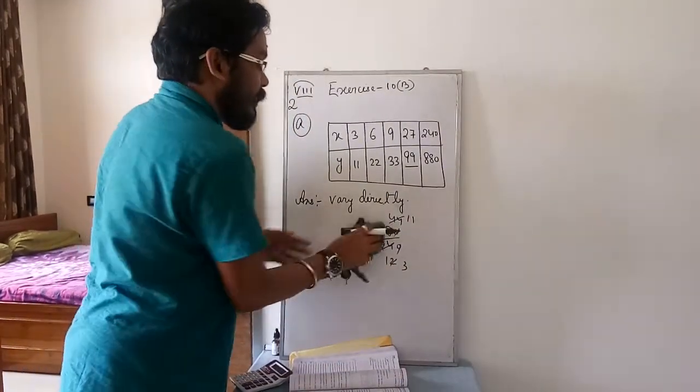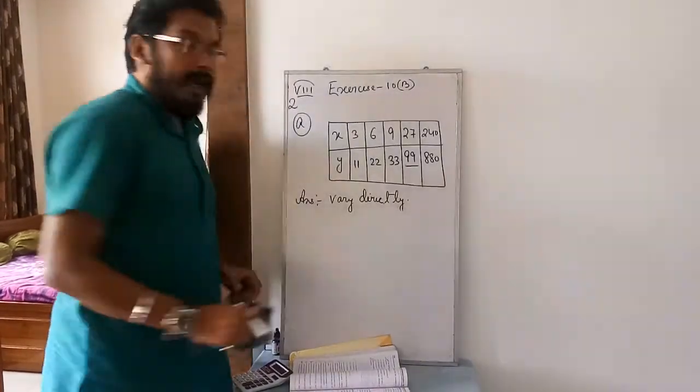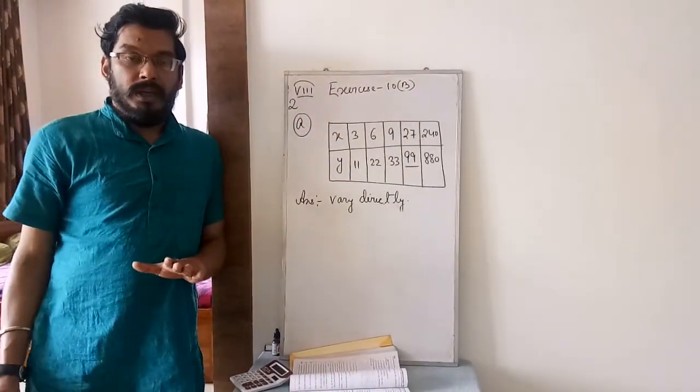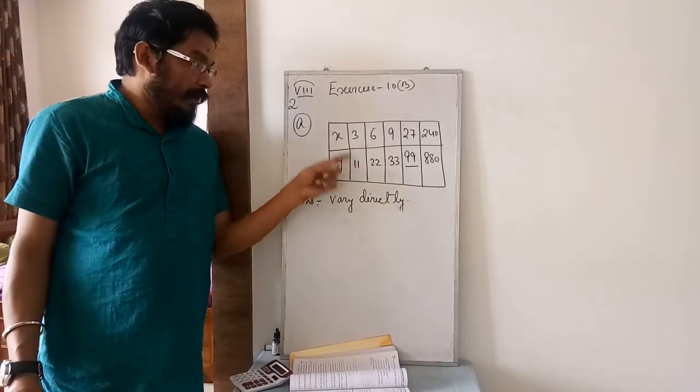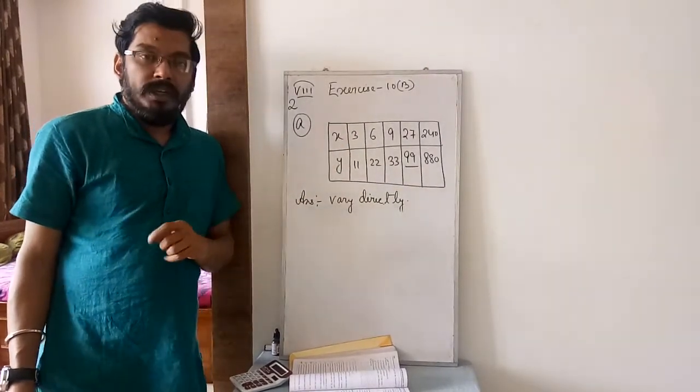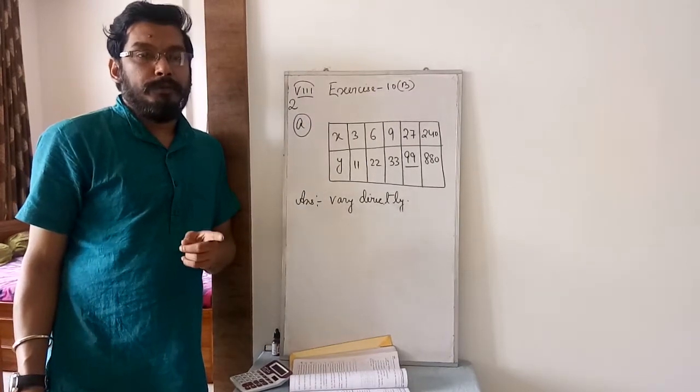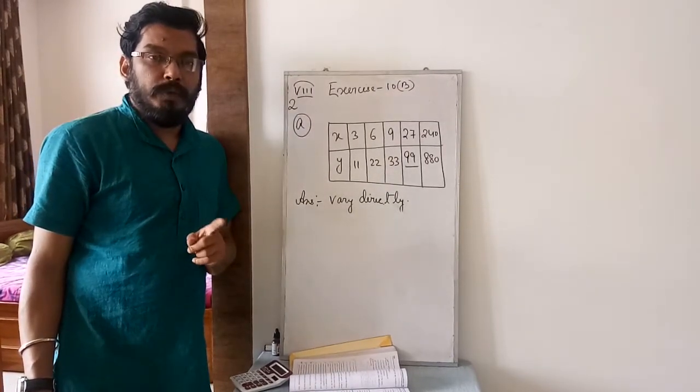So since it is direct variation, y by x will be constant. First I have checked whether it varies directly or inversely. It is direct, 11 by 3. Here also I got 11 by 3, so it is direct variation. So I have to find out the ratio of y and x. The ratio of y and x should be constant.